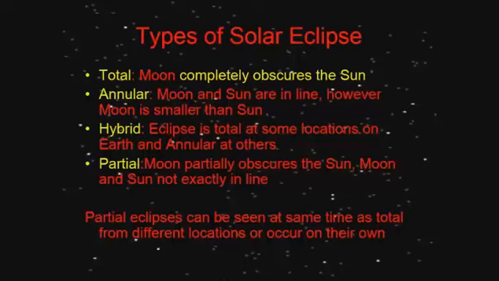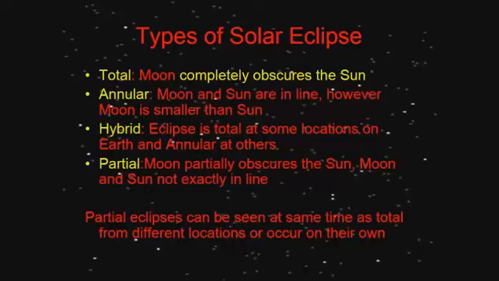So there are different types of solar eclipses. You have total. This is where the moon completely blots out the sun, and these are the most spectacular. You have annular. The moon and the sun are in line, but the moon is a little bit smaller than the sun due to its distance and variation in distance from Earth. So you end up with a ring instead of the sun being completely blocked out.